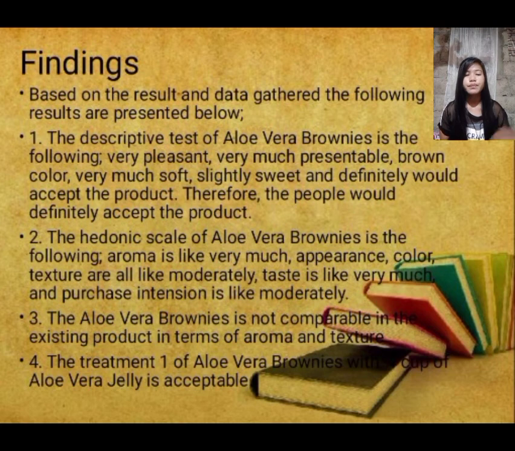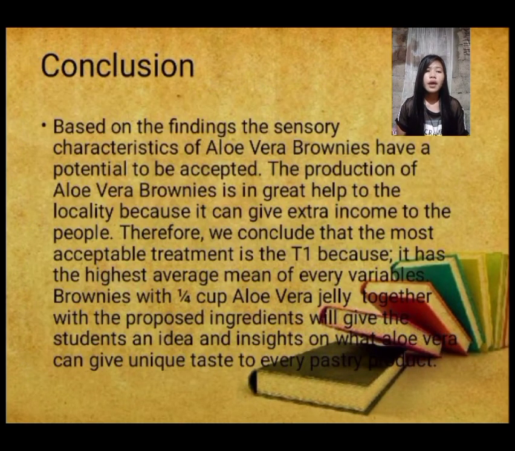In the conclusion, based on the findings, the sensory characteristics of aloe vera brownies have the potential to be accepted. The production of aloe vera brownies is of great help locally because it can give extra income to the people. Therefore, we conclude that the most acceptable treatment is Treatment 1 because it has the highest average mean of every variable.